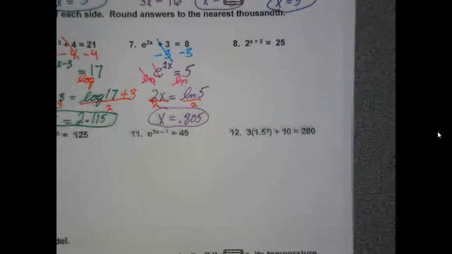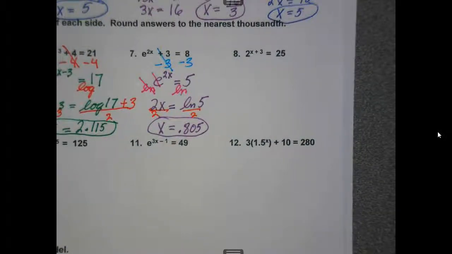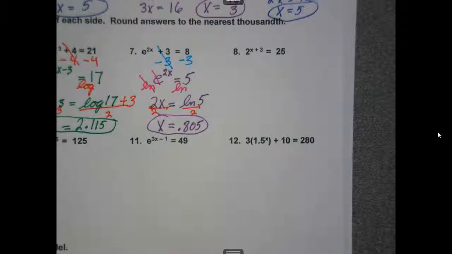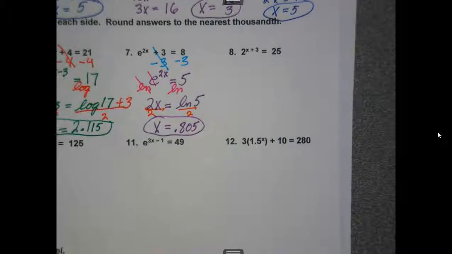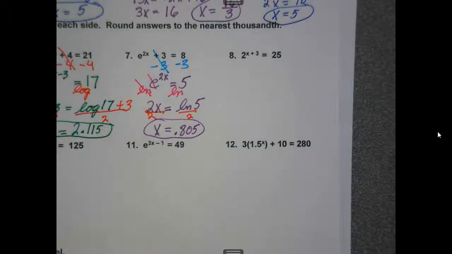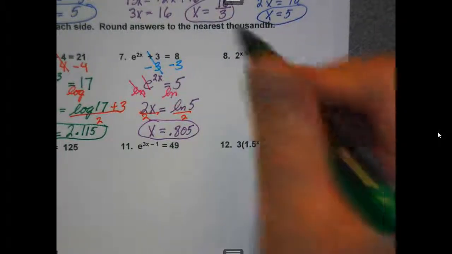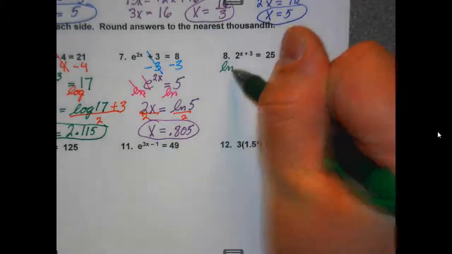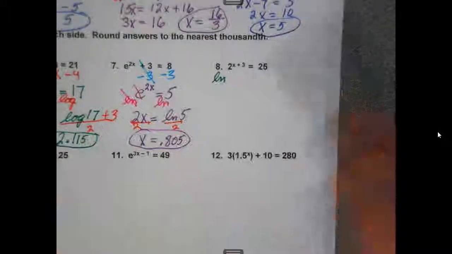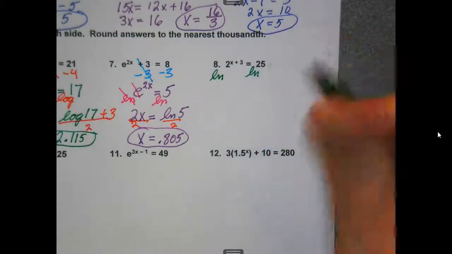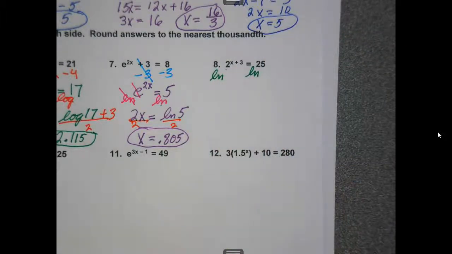Number 8. 2 to the x plus 3 equals 25. I got to get rid of the bases 2 and 25. There's no common base, because 25 can only be 5. So we're going to have to use log. You could use natural log too. The thing about natural log, unless you've got a 10 base like this one, natural log will work on all the problems, except for when you have a base 10. Okay?